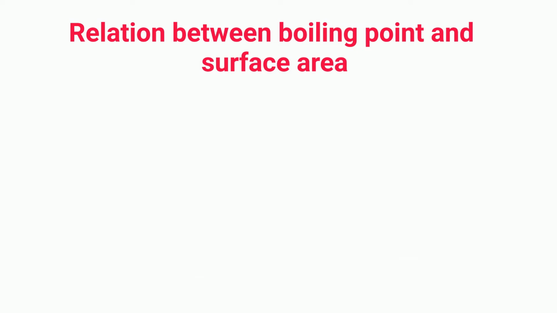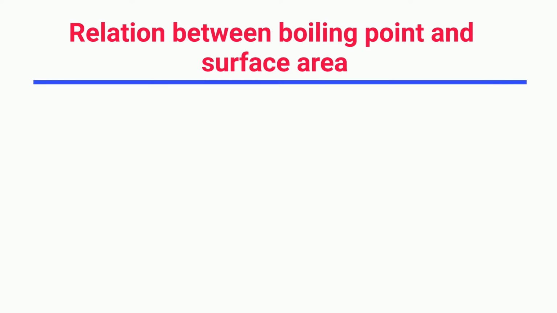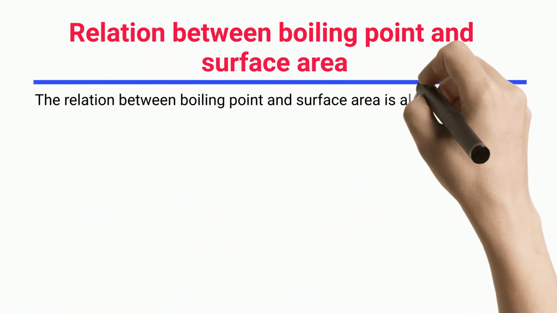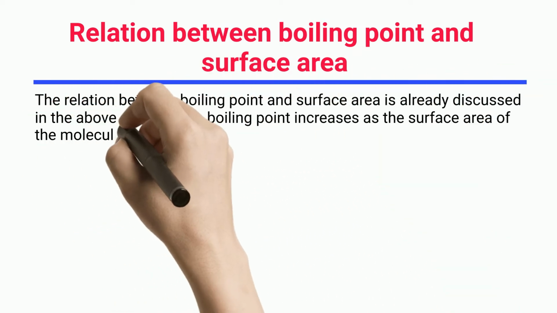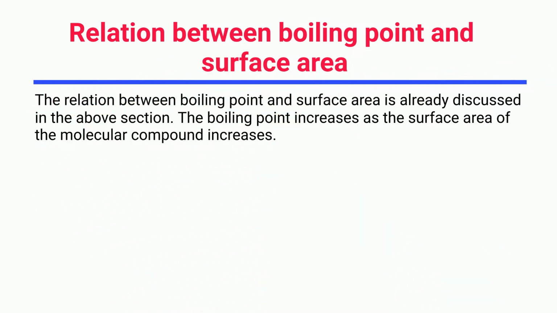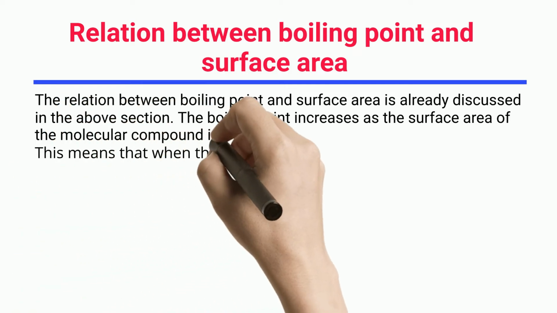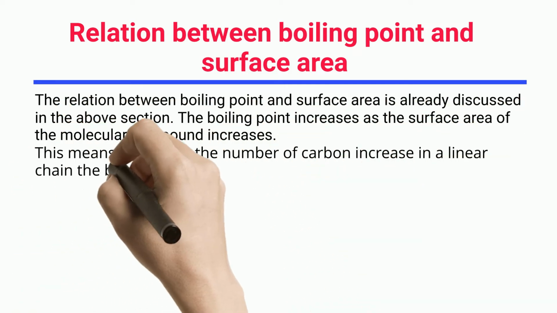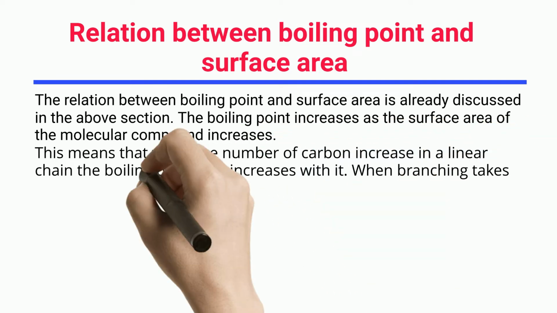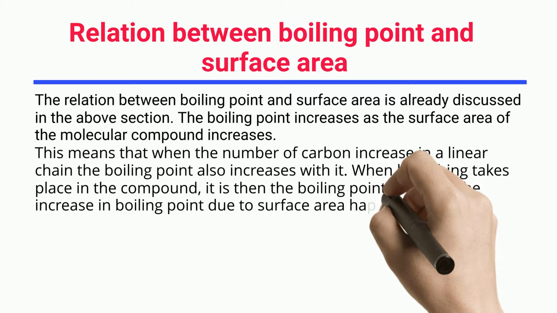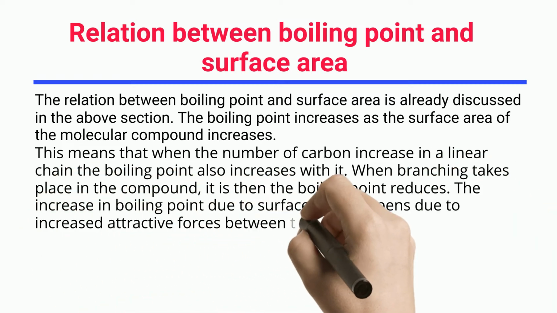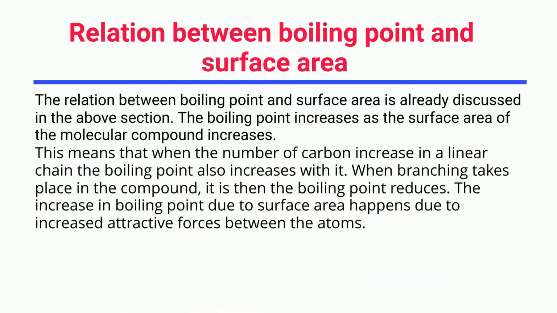Relation between boiling point and surface area. The relation between boiling point and surface area is already discussed in the above section. The boiling point increases as the surface area of the molecular compound increases. This means that when the number of carbons increases in a linear chain, the boiling point also increases with it. When branching takes place in the compound, the boiling point reduces. The increase in boiling point due to surface area happens due to increased attractive forces between the atoms.